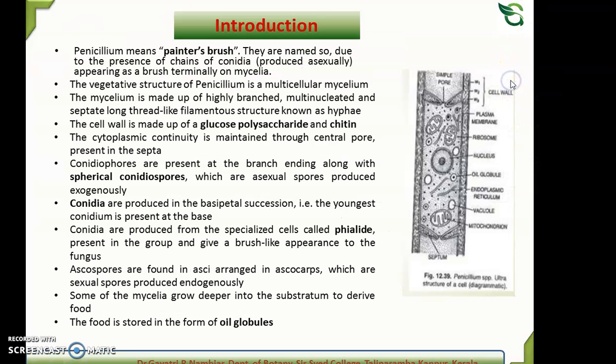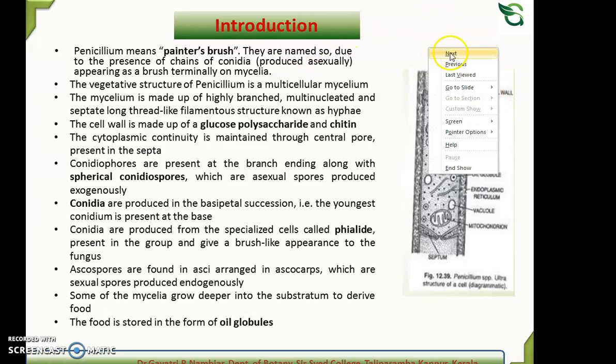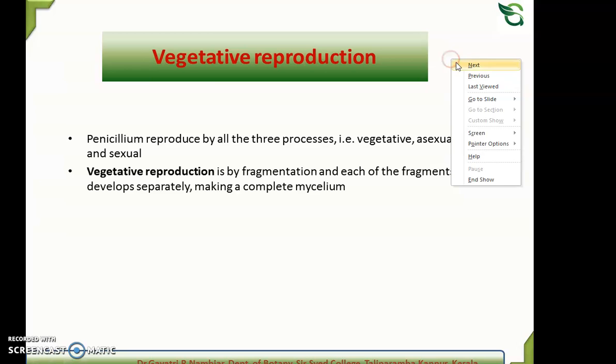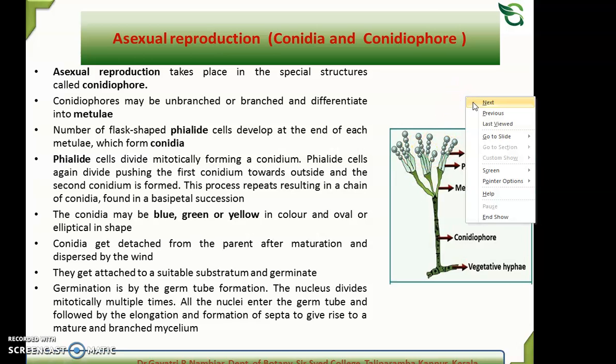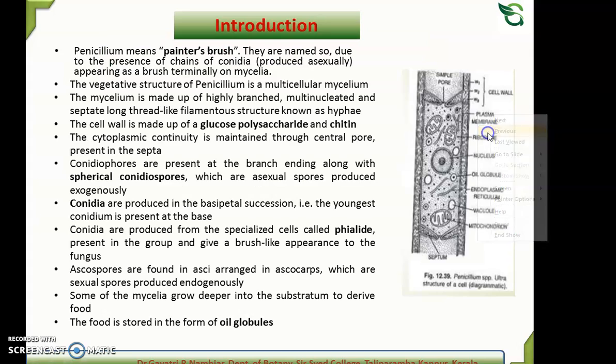Moving to vegetative structure. Now, normally the word Penicillium means painter's brush. It appears in the form of a painter's brush. See, it appears in the form of the painter's brush. So, the word Penicillium means painter's brush.